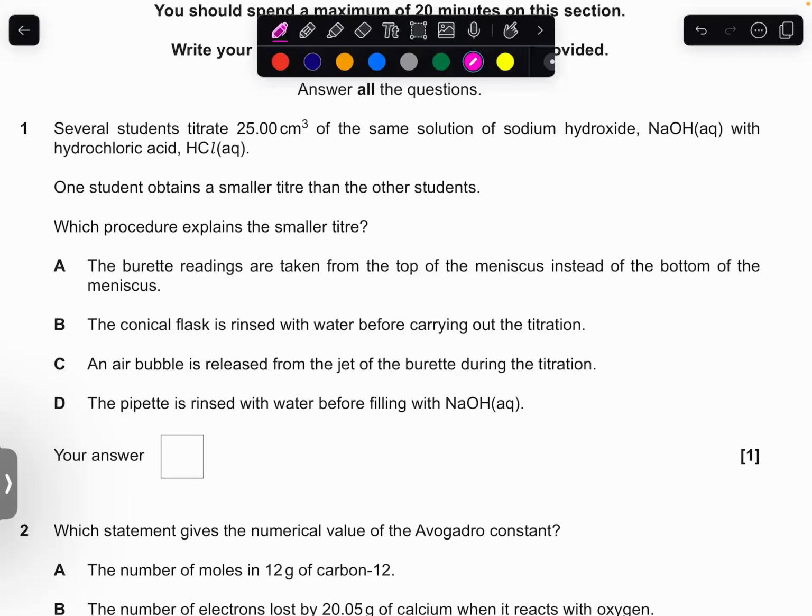We will be looking at the October 2020 multiple choice questions for the inorganic chemistry paper. Question 1.